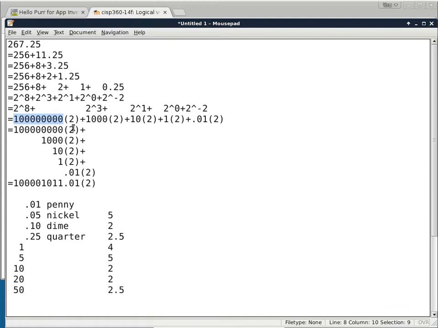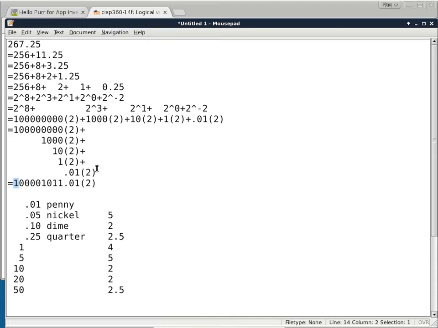But it's not too bad, because when you look at a binary number like this one, this digit tells you how many $1 bills we have. This one tells you how many $2 bills we have. We don't have any $4 bills. We have 1 $8 bill. None of 16, 32, 64, or $128 bills. And then we have 1 $256.